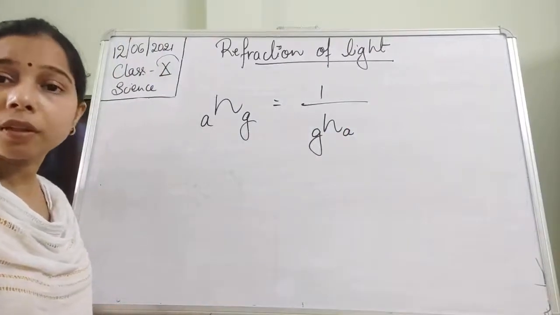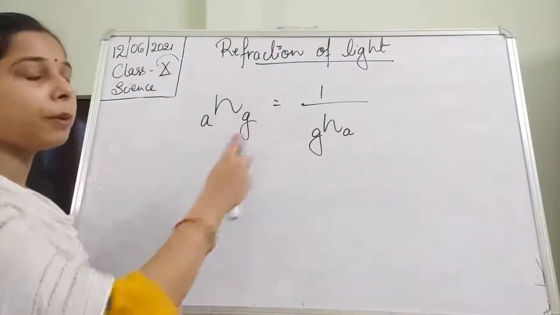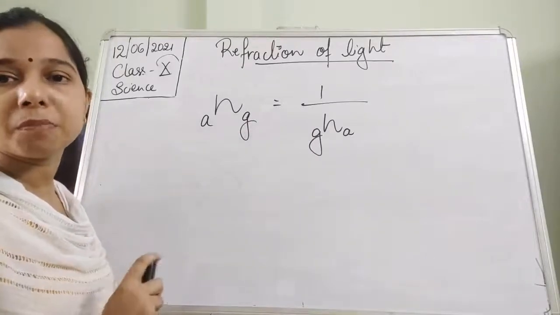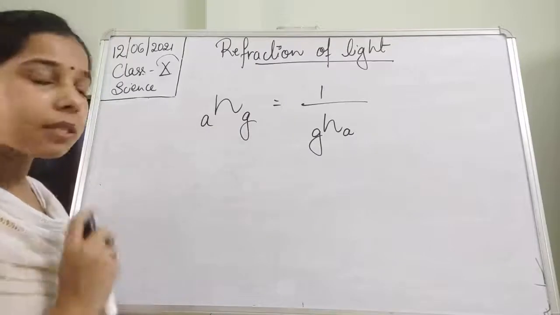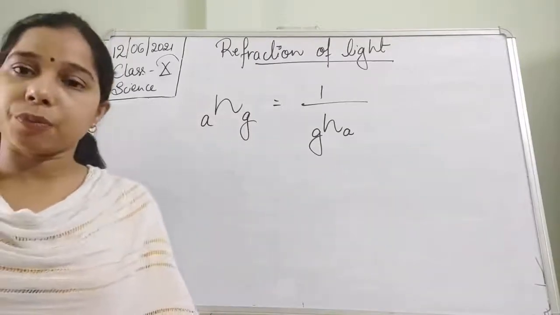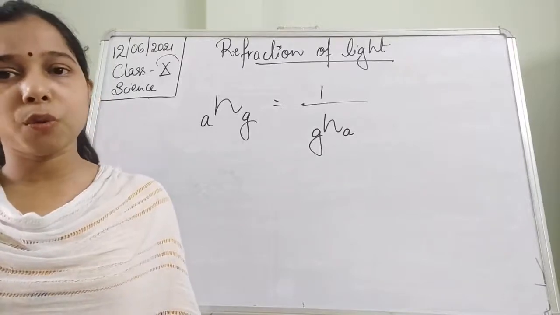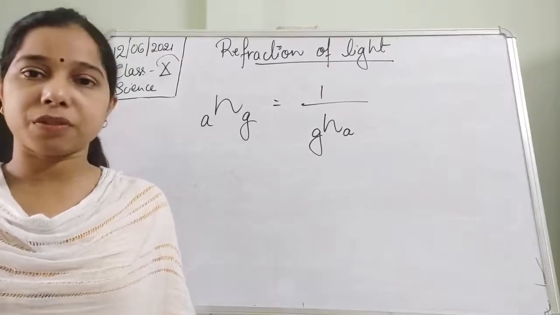So if we know the refractive index of medium 2, it will be quite easy for us to get the refractive index of medium 1 simply by dividing it into 1. So this is how we can get the value. So this is all about the refractive index. I hope you have understood and you can solve the numericals related to it.